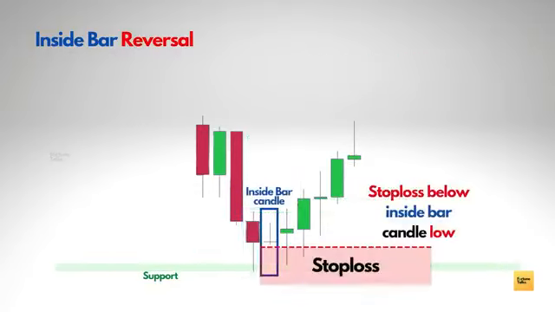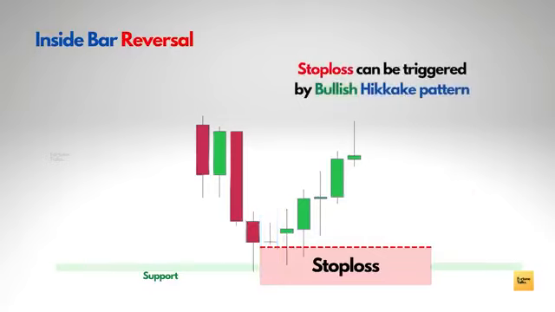When it comes to the stop loss, you don't want to set it just beyond the lows of the inside bar, as the general rule states. And why is this? Because we have already learned that there is a variation of the inside bar, which is the Hikake pattern. This means if you set a stop loss just below the lows of the inside bar, you could get stopped out prematurely on a bullish Hikake pattern.